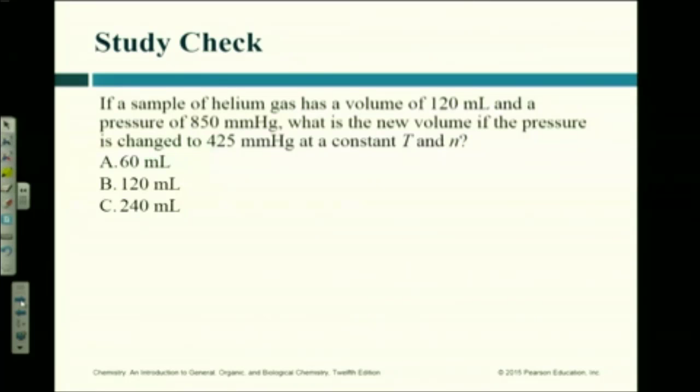Look at, what's happening to the pressure? The pressure goes down. It goes from 850 to 425. So what is that? A factor of two. So the pressure went down, so the volume must go up by a factor of two. So it is C, 240 millimeters. If you have to solve it using a calculator, P1V1 equals P2V2, that's fine. But boy, isn't it nice to be able to think through a problem and solve it too, right? You don't feel any sense of accomplishment by doing that? No?